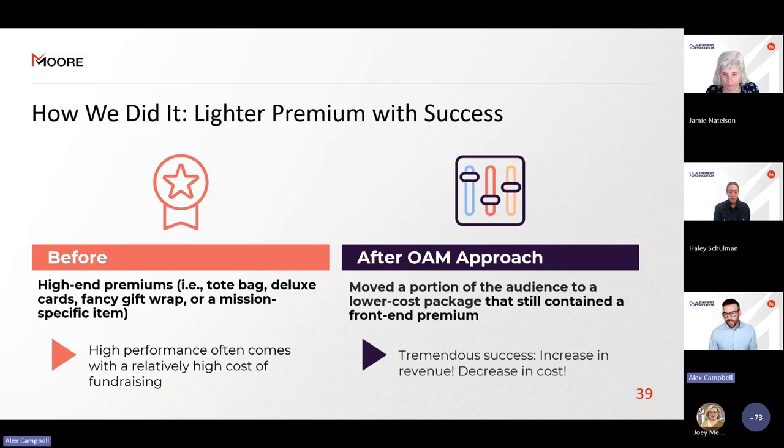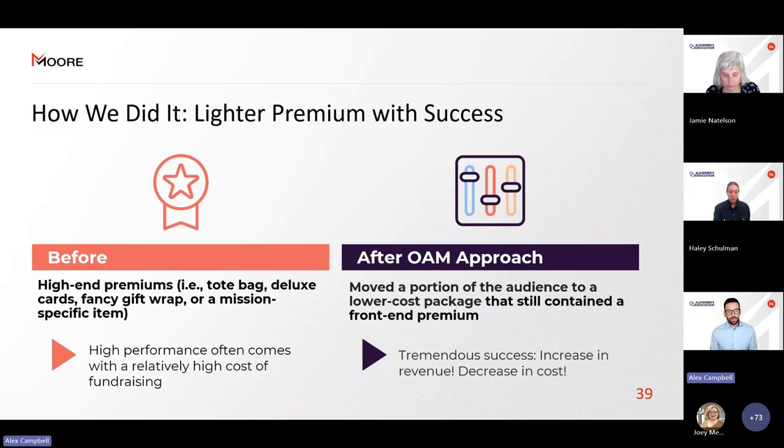How we did it. So high-end premiums, think your tote bag, deluxe cards, gift wrap. It could be a mission specific item that is set on the front end. The high performance often comes with a relatively high cost of fundraising. And when you take a step back and look at an annual view, I think that there are cases where you can look at that and think it's acceptable for, okay, this once or twice a year, the CPDR isn't going to be as good as it is with some other campaigns, but we are getting an absolutely killer response. So we don't want to get away from that completely.